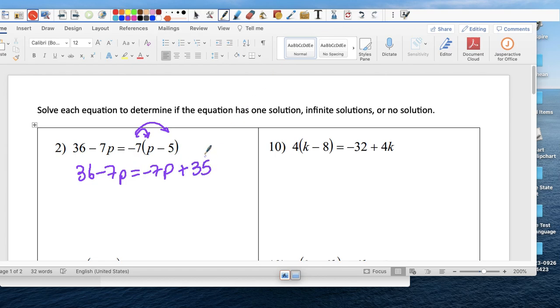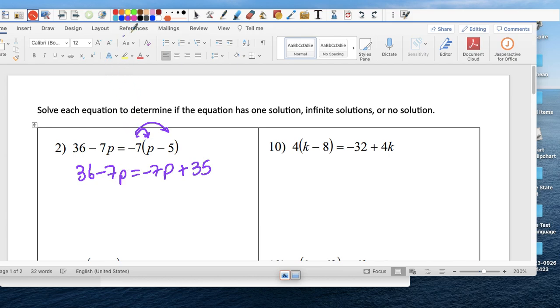Now, if you look at it, they look very, very the same. The negative 7p and the negative 7p are the same. But the 36 and 35, they're not. So I'm going to already tell you that, if you've been looking at patterns and similarities, it looks like it's going to be an equation with no solution.